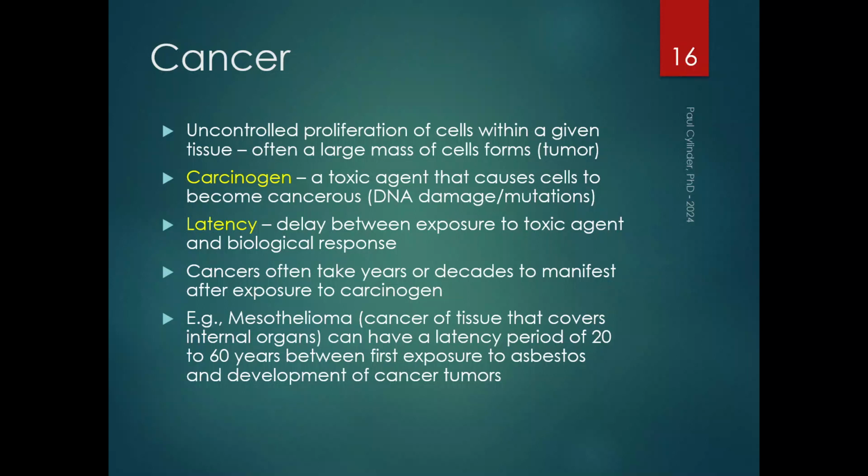An example, mesothelioma, is a cancer of the tissues that cover internal organs. In your chest and abdomen, there's just a fine membranous tissue. Mesothelioma can have a latency of 20 to 60 years from exposure to the carcinogen. And one of those known carcinogens that causes mesothelioma is asbestos. It's a naturally occurring fiber in certain rocks that then has been used for insulation, different building materials.